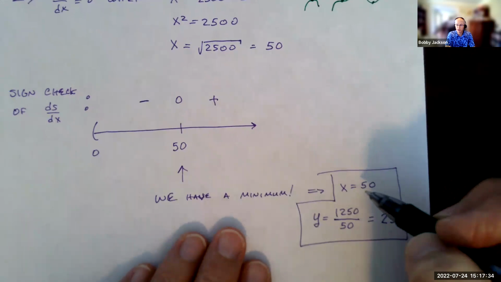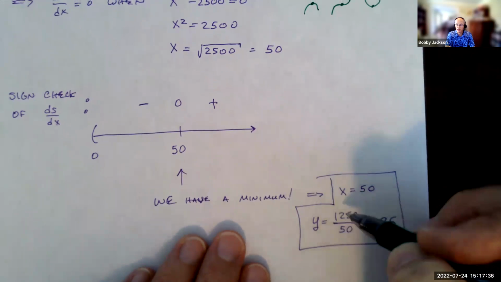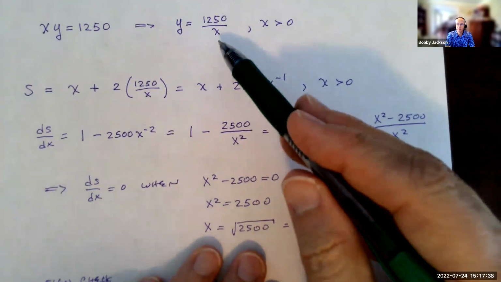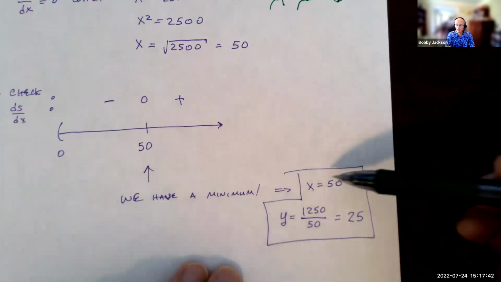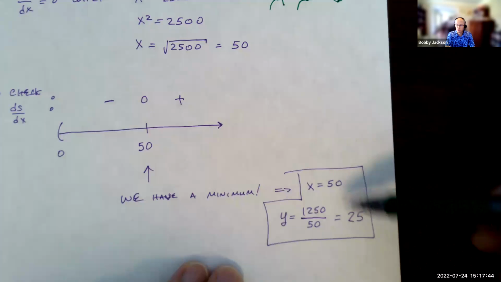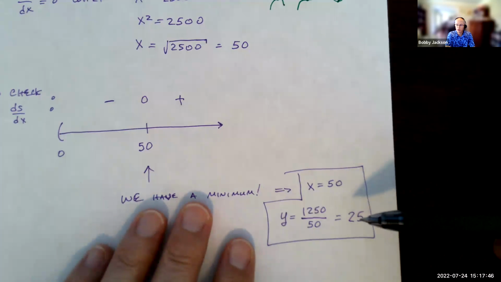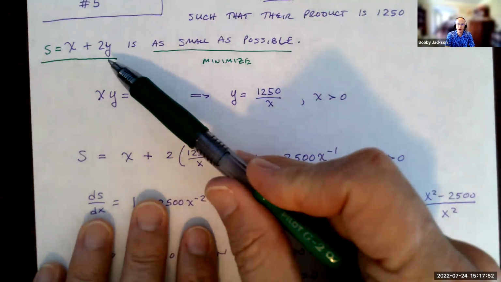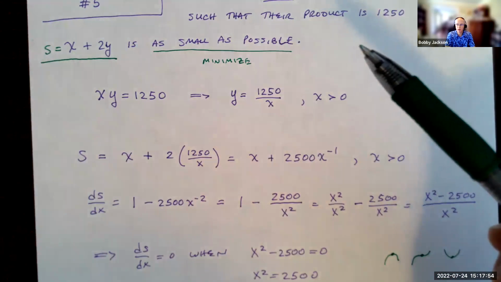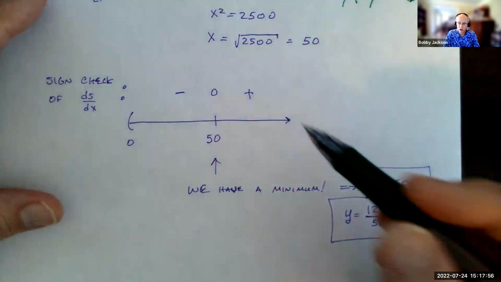It occurs at x equal 50. Now we can say y is what again? It's 1250 divided by x, with x being 50 in this case, and we get 25. So these are the two numbers, two positive numbers, right, whose product is 1250, such that the sum x plus 2y is a minimum, or as small as possible. Okay, very important though, you show the support.